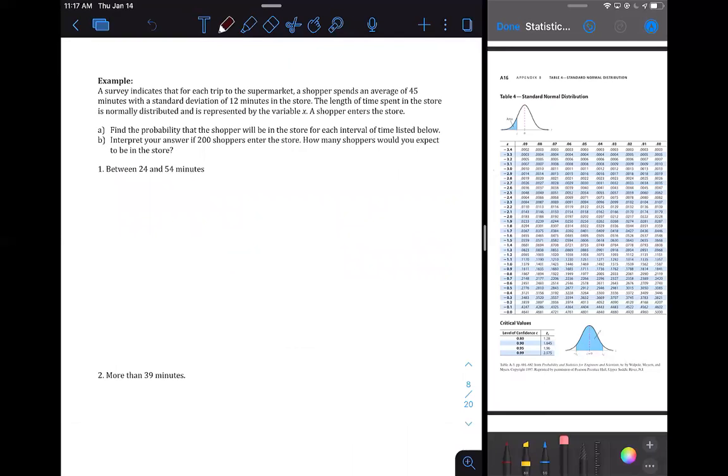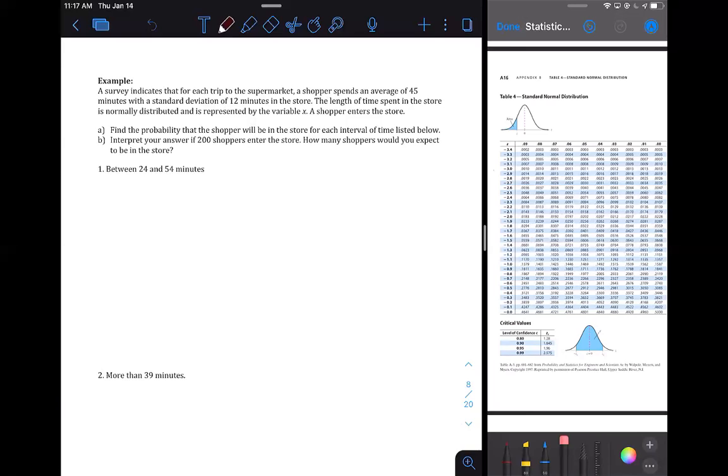First example, a survey indicates that for each trip to the supermarket, a shopper spends an average of 45 minutes with a standard deviation of 12 minutes in the store. The length of time spent in the store is normally distributed and is represented by the variable x. For each of these parts, we're going to find the probability that the shopper will be in the store for the interval of time. And then if there were 200 shoppers entering the store, how many of those would that include?